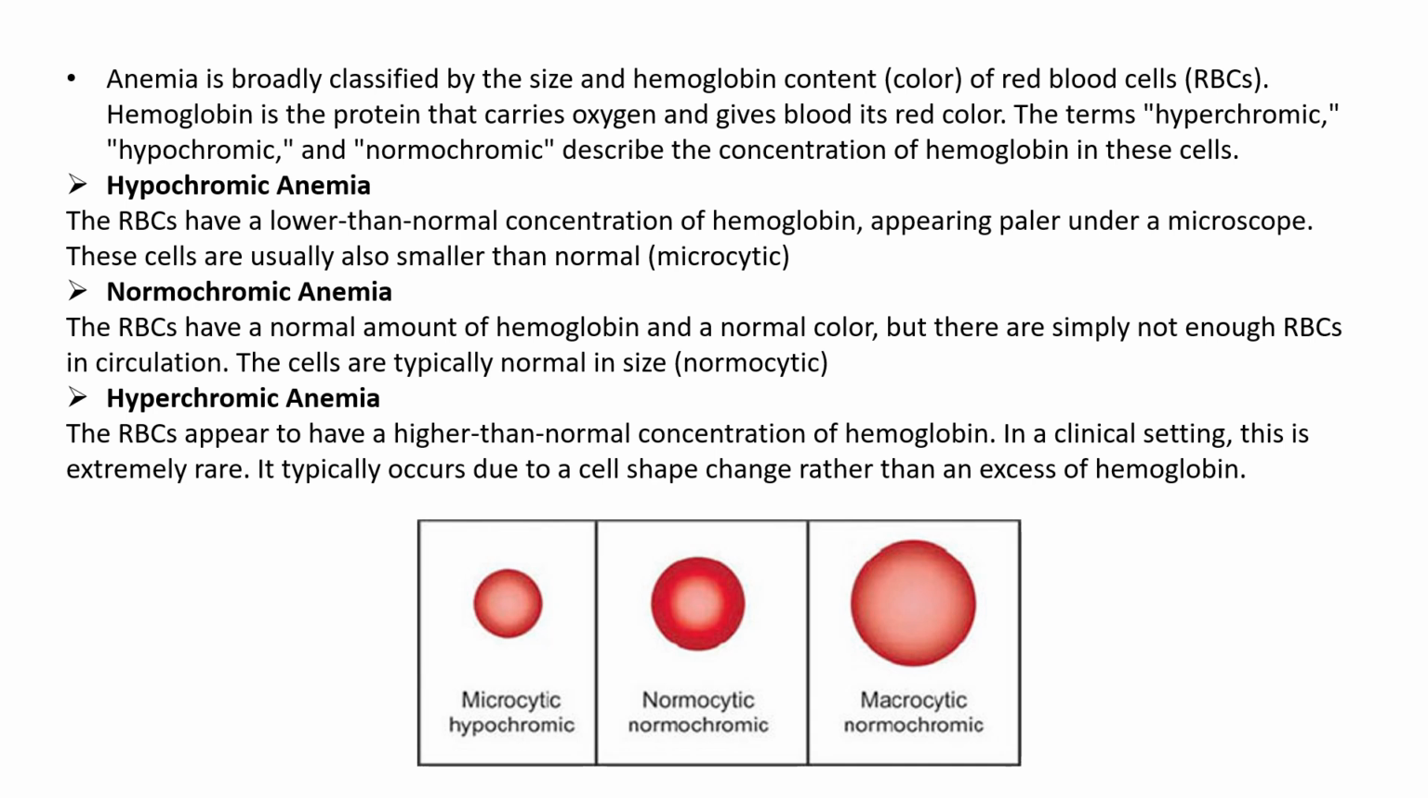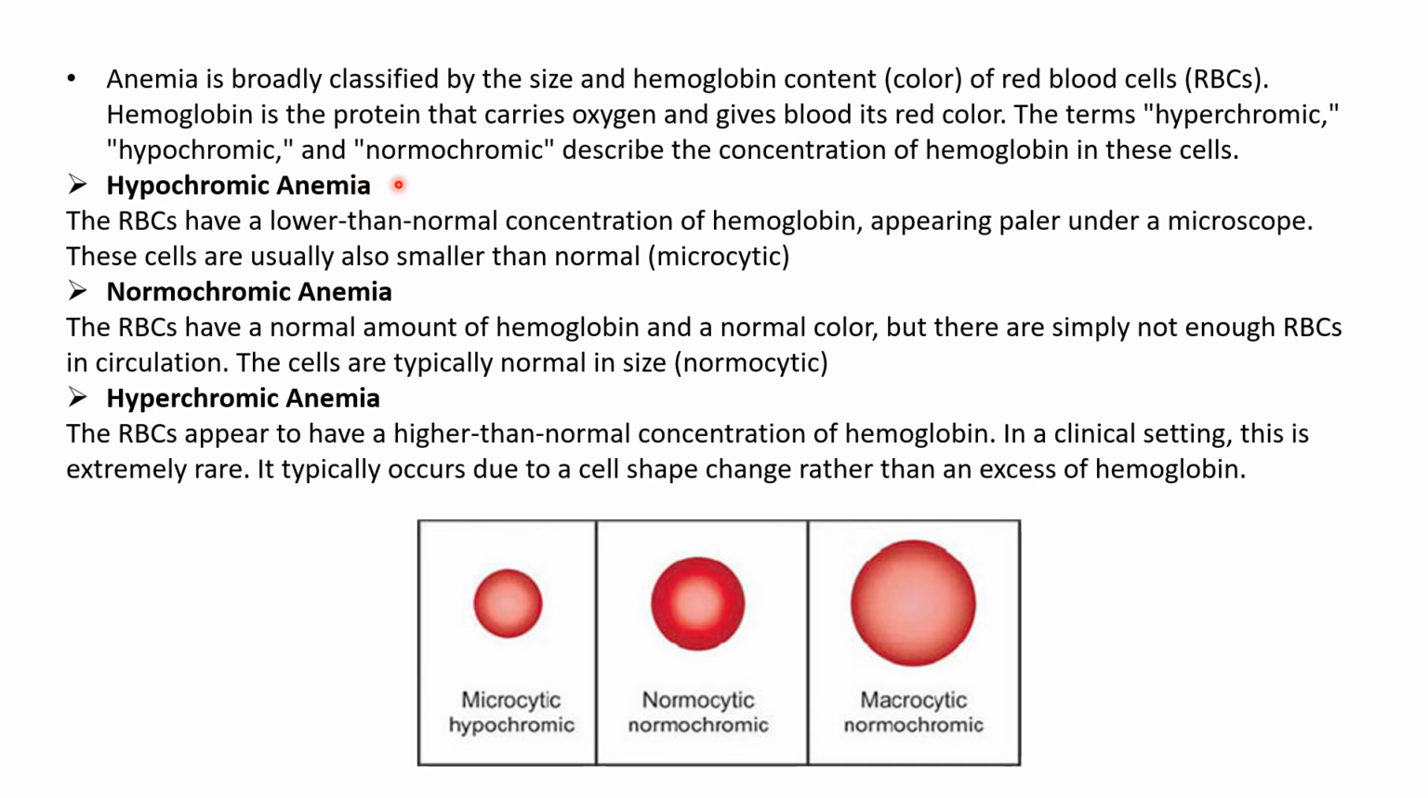So, in the previous slides, we have seen certain terms like microcytic, hypochromic, normochromic, etc. So, we will see what those terms are. Anemia is broadly classified by the size and hemoglobin content, that is color, of red blood cells. Hemoglobin is the protein that carries oxygen and gives blood its red color. The terms hyperchromic, hypochromic, and normochromic describe the concentration of hemoglobin in these cells.